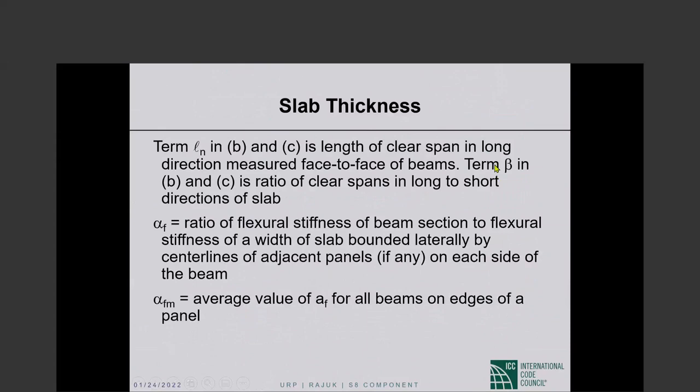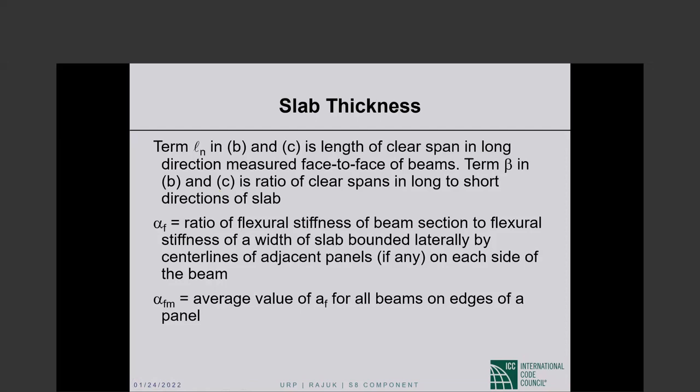Beta is the ratio of clear spans in the long to short direction of the slab. I said long to short dimension ratio, whatever, this is more exact. Beta is the ratio of clear span in long to short direction of slab. Alpha sub f, very importantly, is the ratio of flexural stiffness of beam section to flexural stiffness of a width of slab bounded laterally by center lines of adjacent panels on each side of the beam.